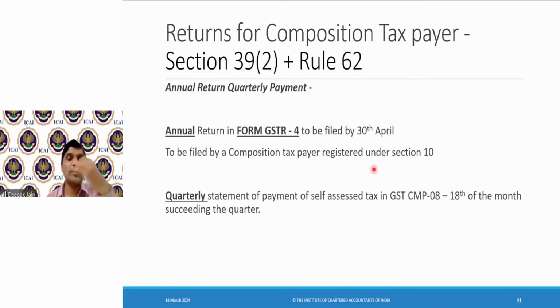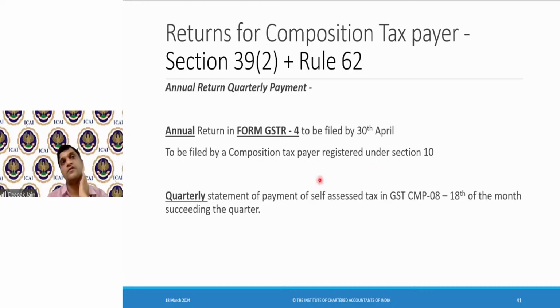And you have to make a quarterly statement of payment of self-assessed tax. You have to assess your tax. How much are your supplies? Apply the 1%. Or if you are a manufacturer, or if you're a restaurant dealer, then you have to do a calculation of 5% and file it. Okay.